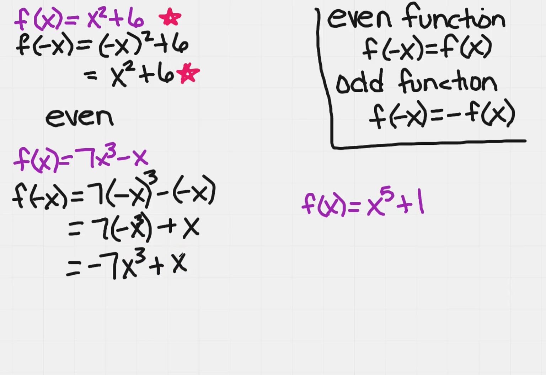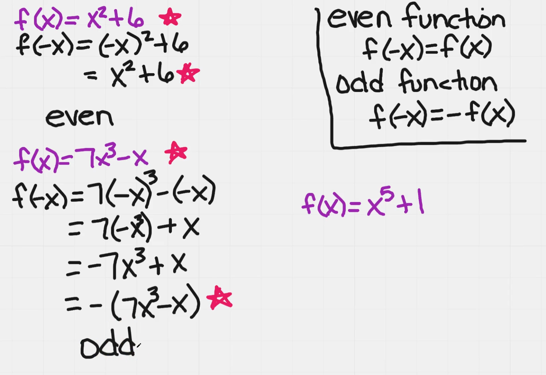Now remember, it doesn't look the same, but maybe I could factor a negative out. So I've got negative 7x cubed minus x. Once again, we're comparing the original with what we obtained. And what we notice this time is that it looks just like the original, except it's got a minus out in front, which tells me that this is going to be an odd function.